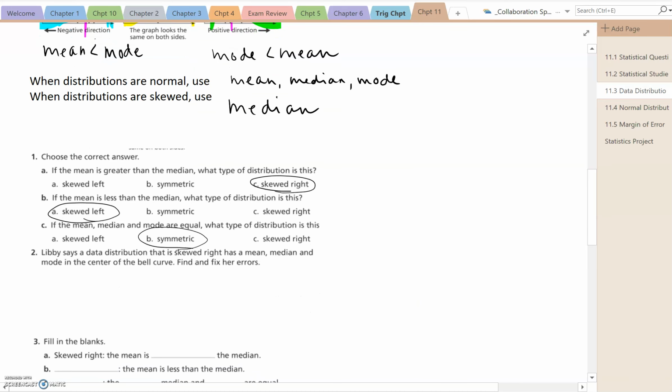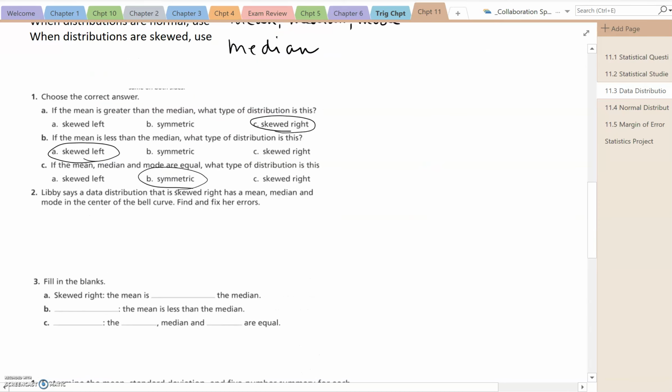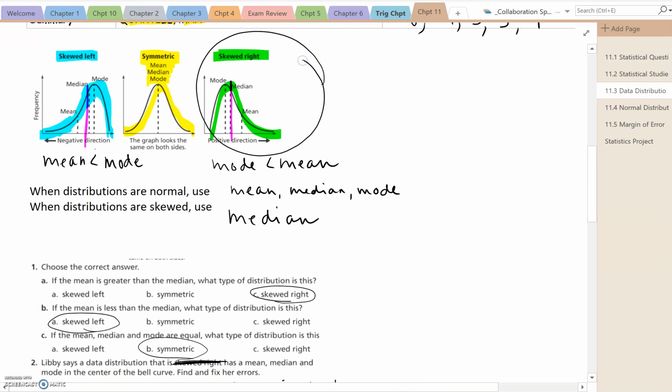Libby says a data distribution that is skewed right has a mean, median, and mode in the center of the bell curve. Find and fix her errors. So if a distribution is skewed, all three, mean, median, and mode, are at different numbers, pretty much. But when it's symmetric, they're all at the same number. So she's saying that her distribution is skewed right. It's not skewed right. Her distribution is normal. If it were skewed right, that would mean this is happening. The mean is greater than the median, which is greater than the mode.